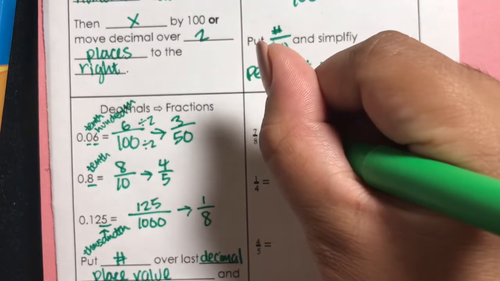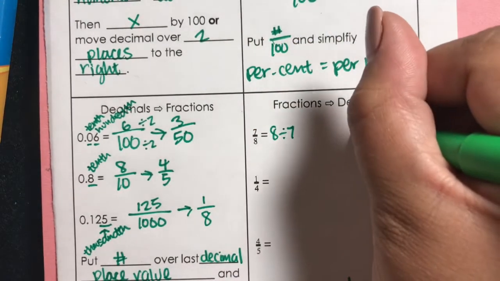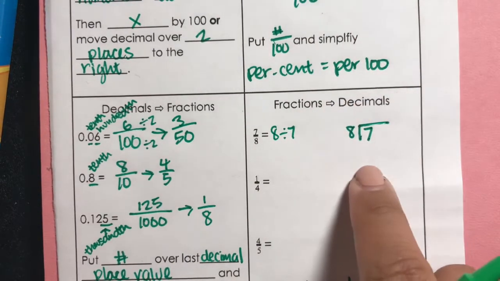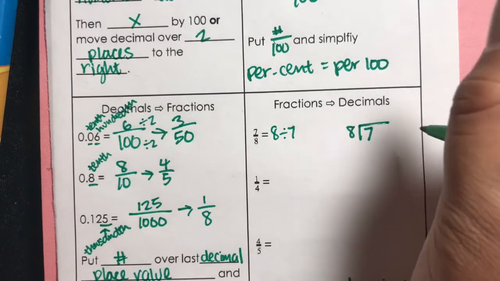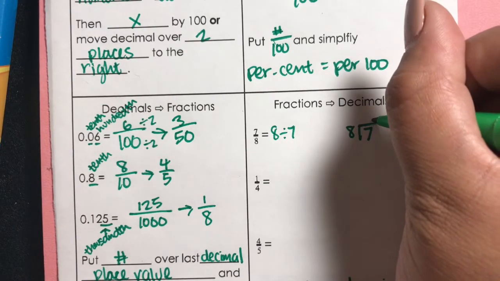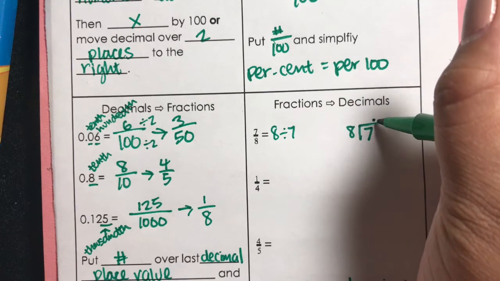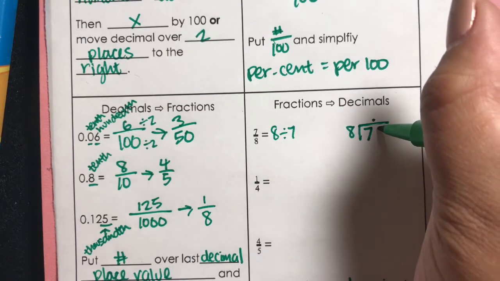So 8 divided by 7, which is 8 into 7. Now 8 can't go into 7, so we know it's going to be a decimal. So we need to put our decimal here because we know it can't go into 7. So we don't put it here, we put it after the number. Then we have to put a 0.